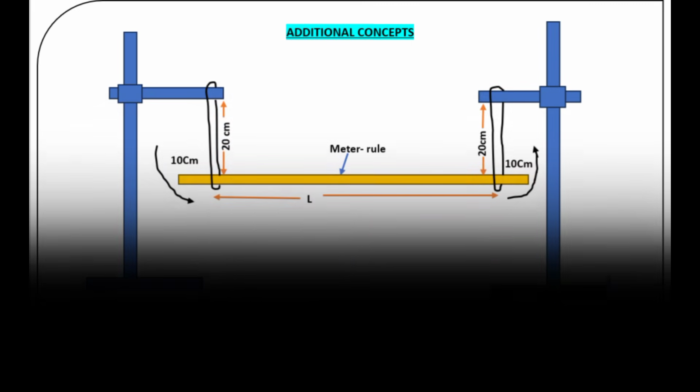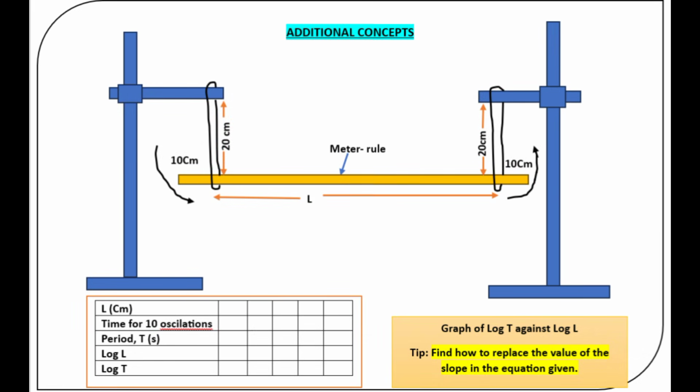Maybe we have the experiment here, or the practical. We have two stands, and then we have a meter rule which is oscillating, as you can see from the arrows, the black arrows. We have the oscillation of the ruler. Then you can plot a graph of log T against log L. After filling the table of L, time for 10 oscillations, period, log L and log T, you plot a graph of log T against log L.